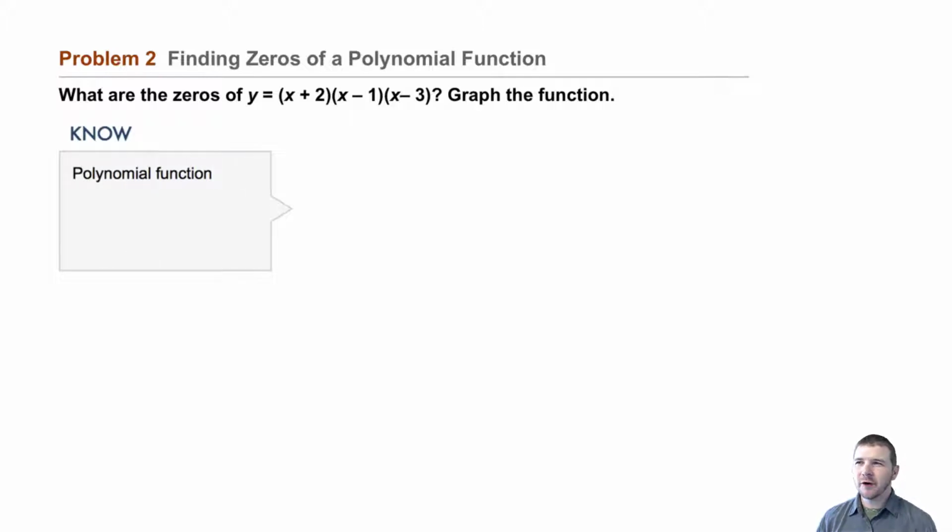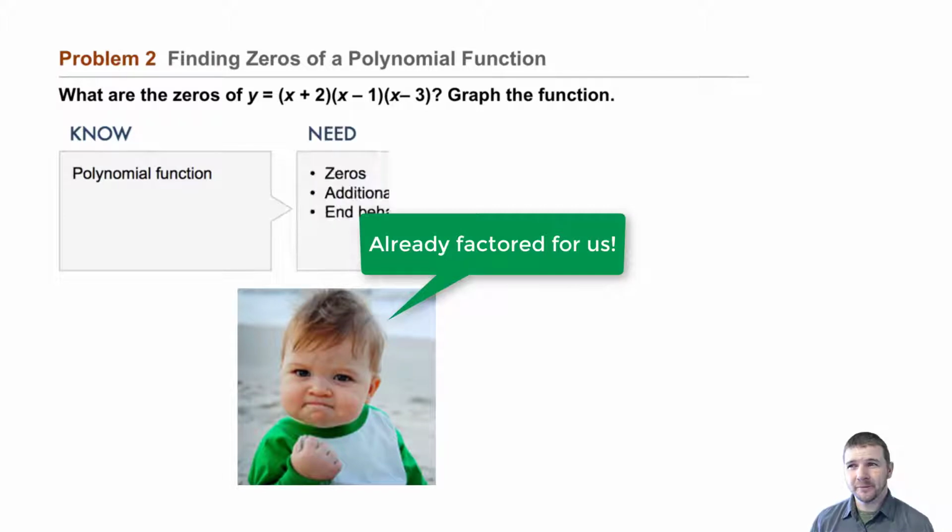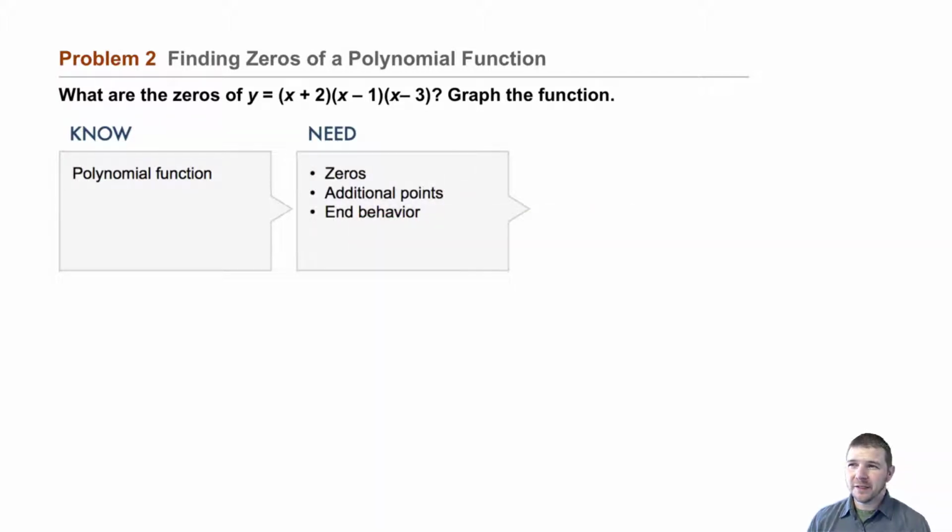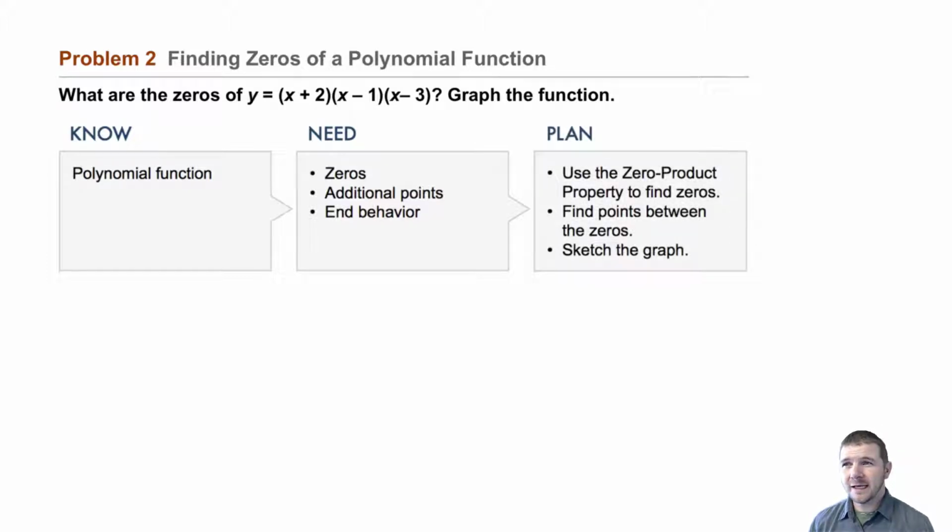First, consider what you know. You know a polynomial function, written in factored form. Then consider what you need. You need the zeros, you need some additional points, and you need the end behavior. And so your plan: use the zero product property to find zeros, find some points between the zeros, and sketch the graph.